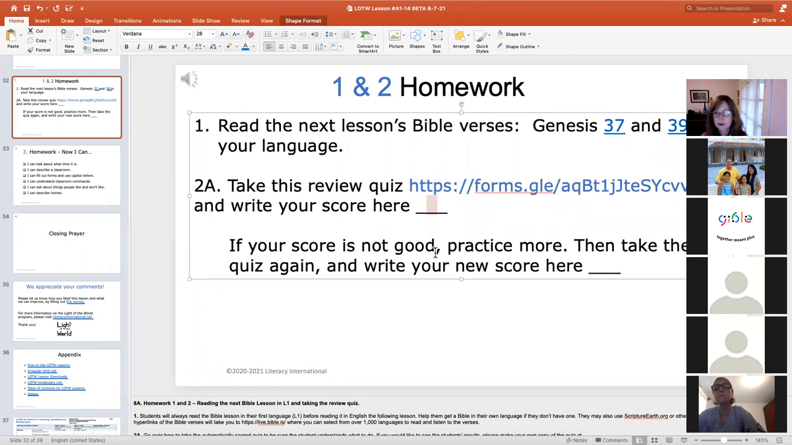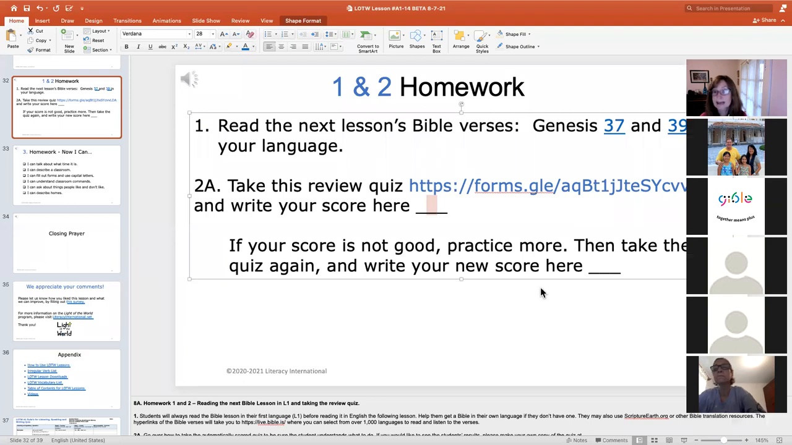And it says, if your score is not good, or it's not as good as you would like, practice more, then take the quiz again and write your new score here. And so we let them take it. Sometimes students will take the quiz 5 or 6 times, and you can see those results if you make a copy of the quiz and give them your own.